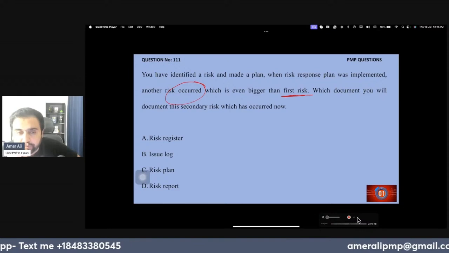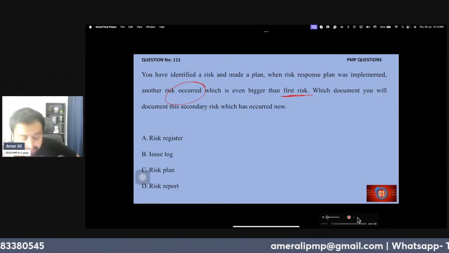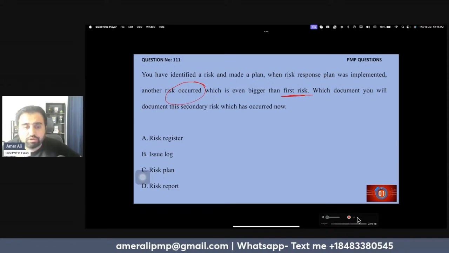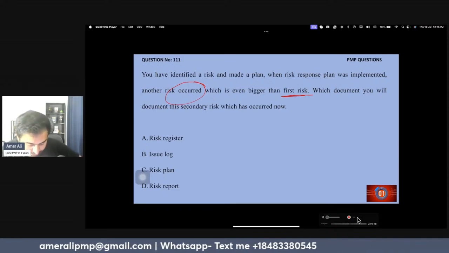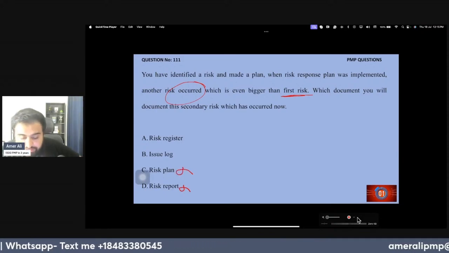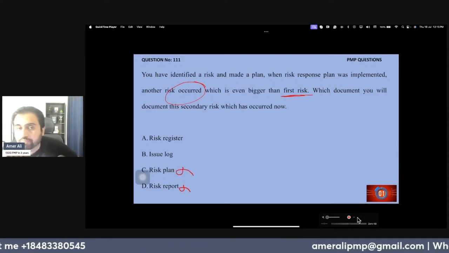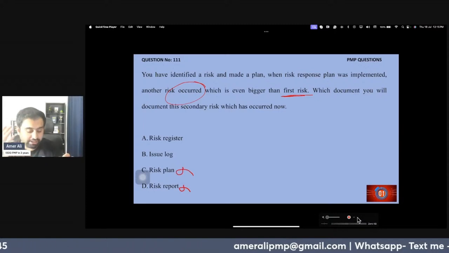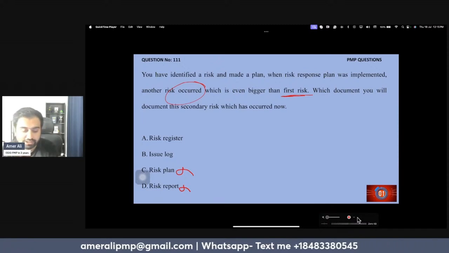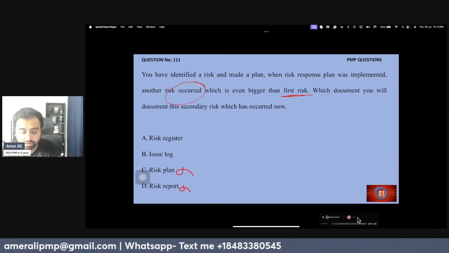In which document will you document this secondary risk which has occurred right now? Risk report, no, we just discussed this, it will give you a summary of that. We will not document here. The risk plan has no information about it. Now you see, the PMP exam, the entire exam is all about the elimination technique. We are left with two options, A or B. Risk register, no. Issue log, yes. B.